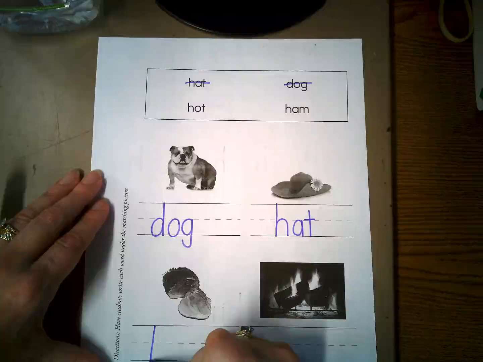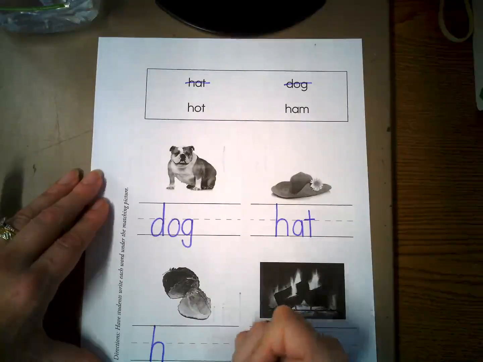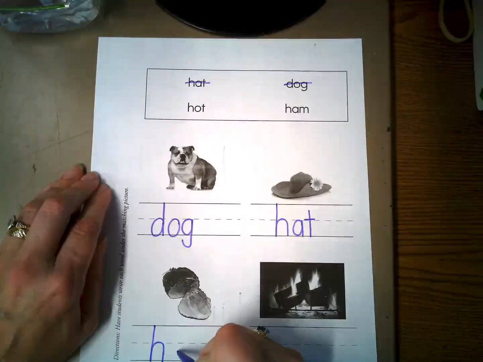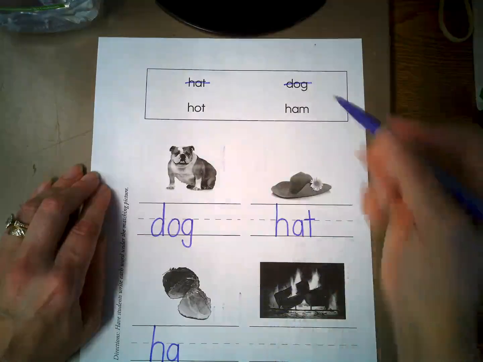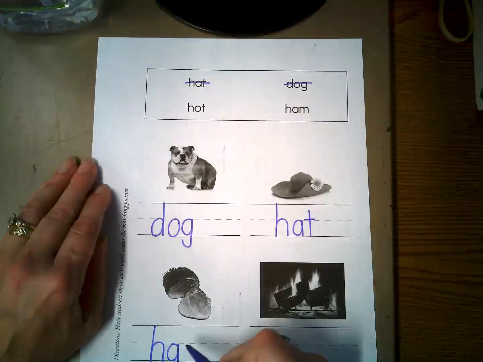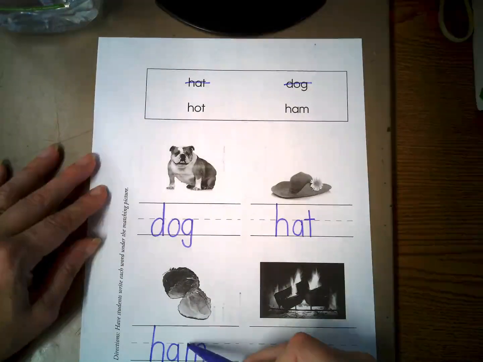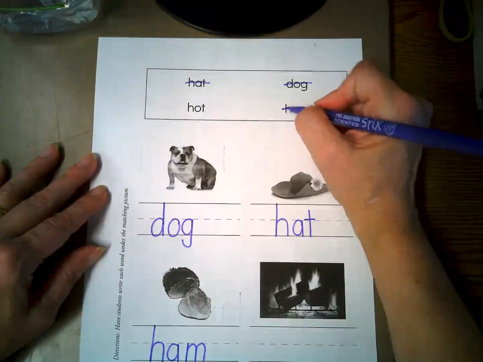Line down, up, and a hump. That line down is a vertical line. It always goes down. An A starts like a C. Go around, up, and straight down. Now our letter M is a line down, come up, a hump, and make another hump. Remember, your vertical line down always starts at the top. Let's cross out the word ham.